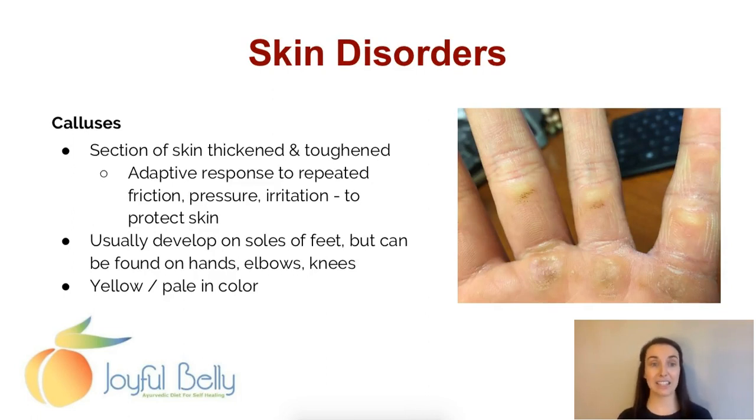So looking now at calluses. A callus is a section of thickened and toughened skin, and this is an adaptive response to repeated friction, pressure, irritation, in a way to protect the skin. It usually develops on the soles of the feet, but can be found on hands, elbows, and knees, and the skin usually changes to a yellow or slightly paler color.